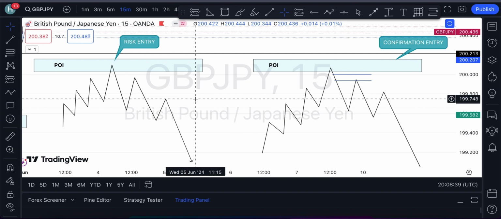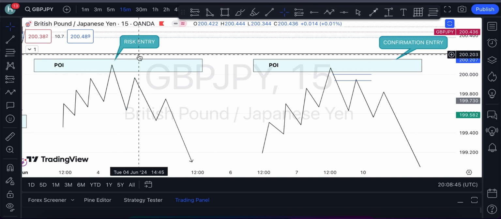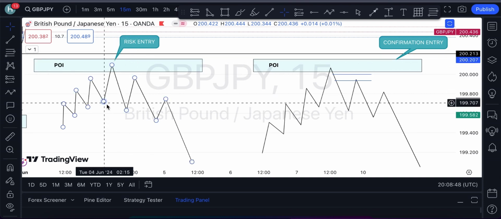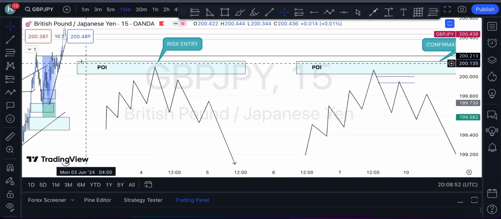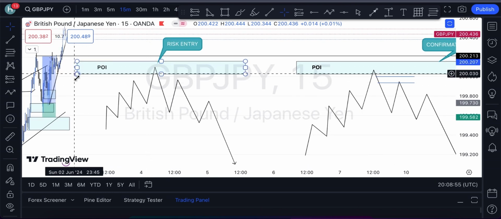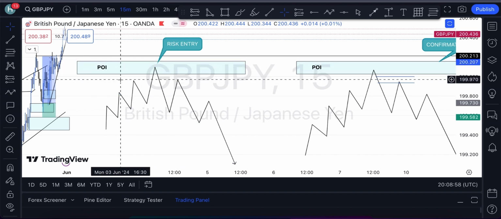So I'm going to be showing you two types of entry. We have the risk entry and we have the confirmation entry. So the first entry, which is the risk entry that I'm going to be making an example about, is a point where once price gets to your POI. If you don't know what POI means, it means point of interest.